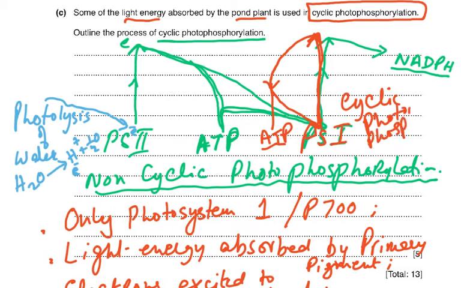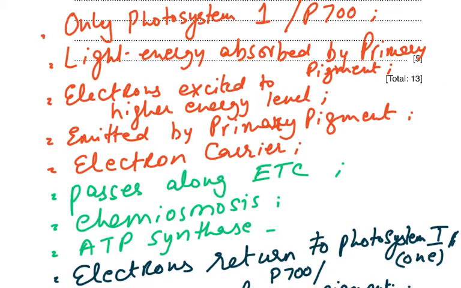Phosphorylation is when ATP is made. And there's another one we study, substrate level phosphorylation and oxidative phosphorylation. But here we're talking of cyclic photophosphorylation. Photo, why? Because light. If you look at the mark scheme, it's very obvious.